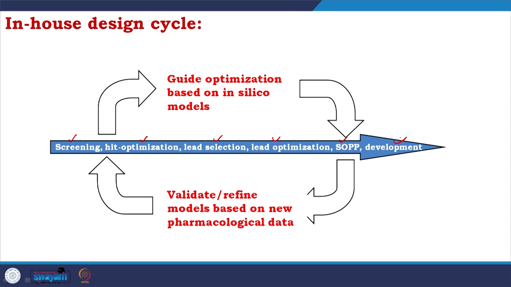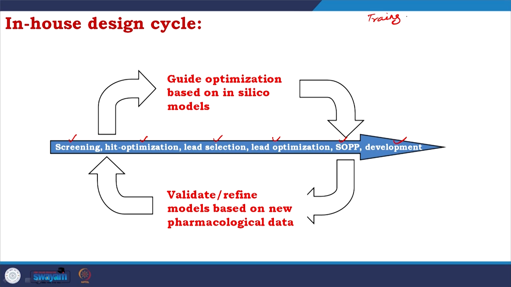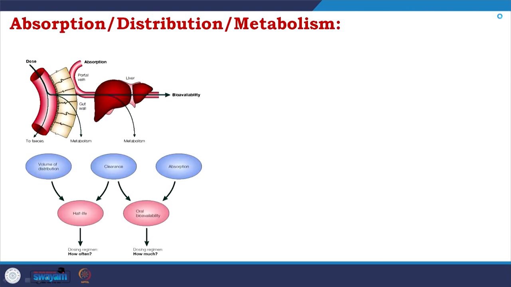In this whole process, we make a cycle where we guide optimization based on the in silico model and then validate and refine the model based on new pharmacological data. In between, we understand the role of machine learning, and we know that with a lot of experimental data already available, it is not difficult to make a training set, get the initial screening, and then validate it with a new cycle.